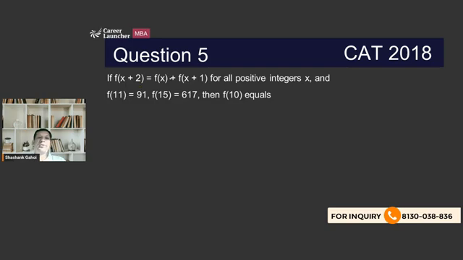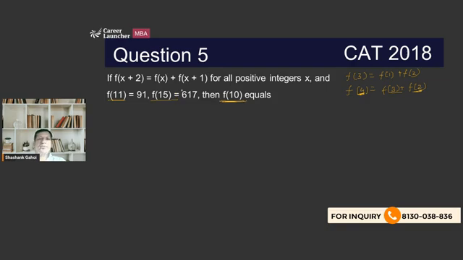So if I put x equal to 1, I get f3 is equal to f1 plus f2. If I put x equal to 2, f4 is equal to f3 plus f2. So it says that each function value is equal to the sum of the two previous numbers, and that's what the question says. Now I need to calculate the value of f10. What are the values that are given to us? That is f11 and f15.